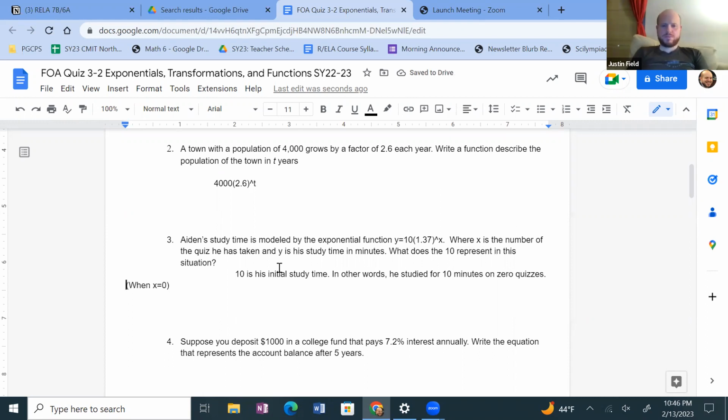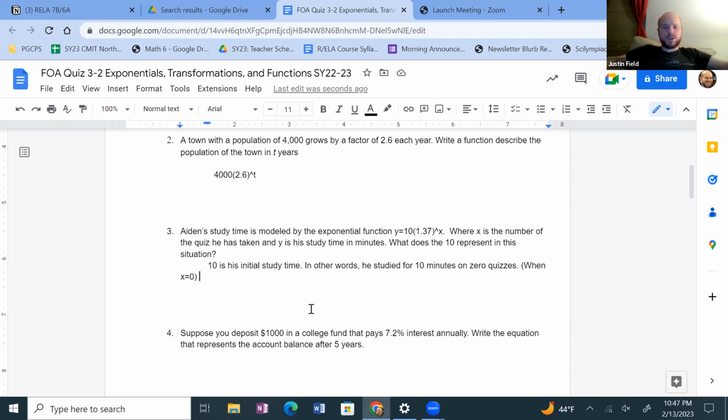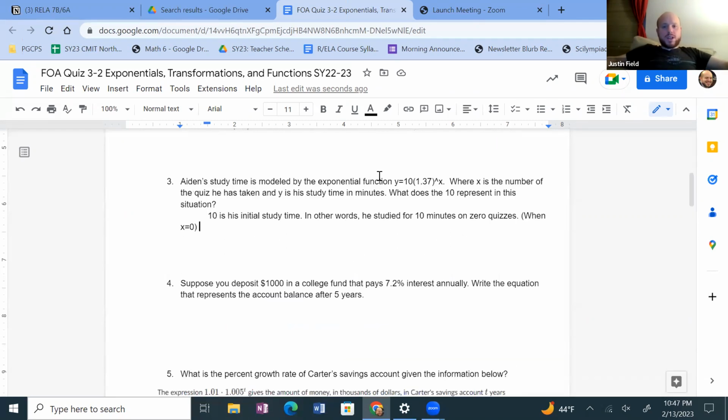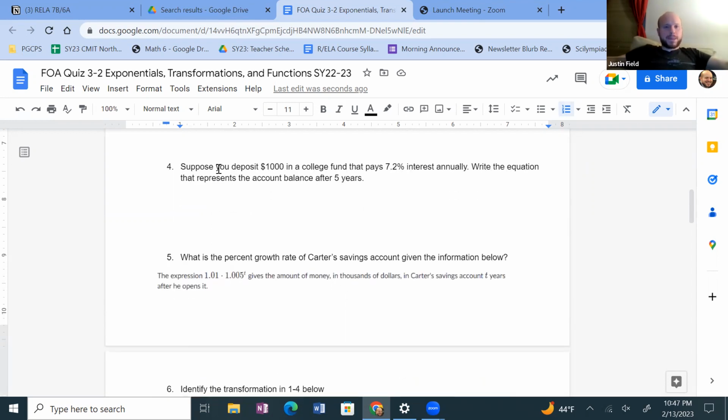Okay, so maybe we could say 10 is his study time before he started studying for quizzes. Maybe that's a better thing to say. But I was just looking for the initial time, not 10 quizzes or anything like that. And then 1.37 is the growth factor. 37% would be the growth rate. Okay.